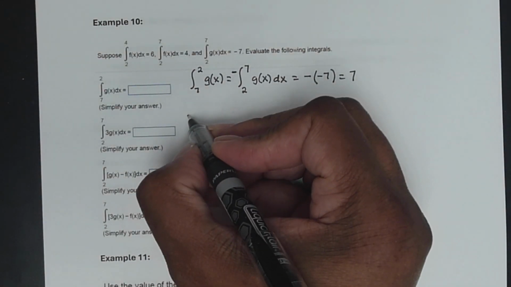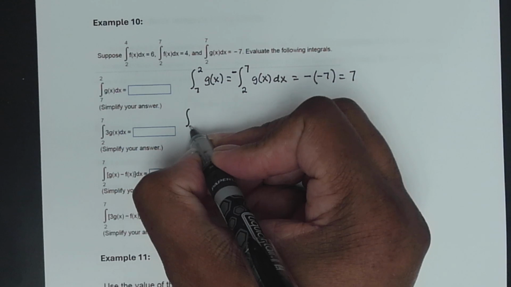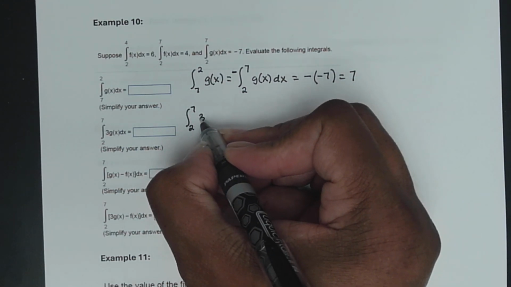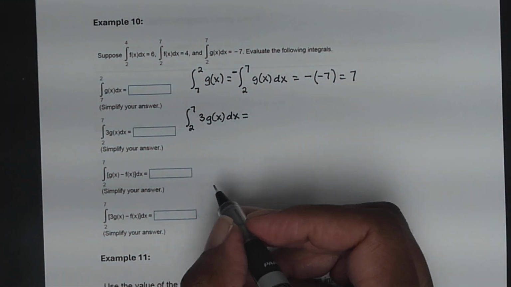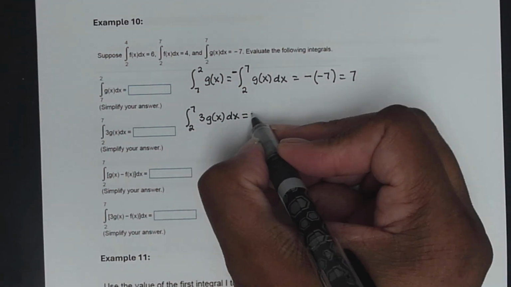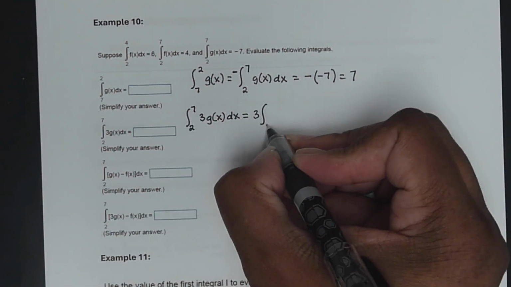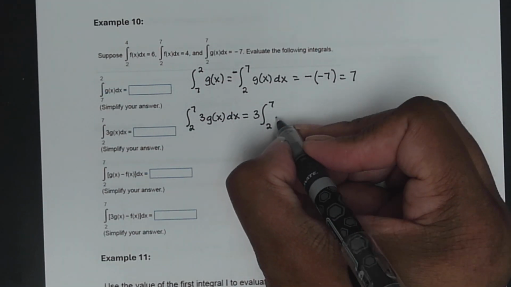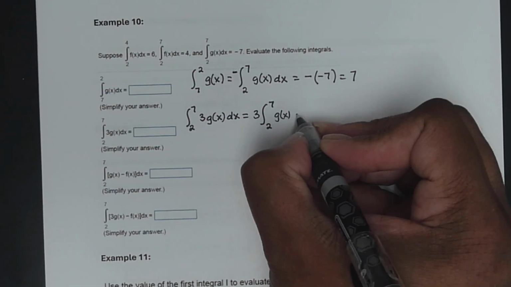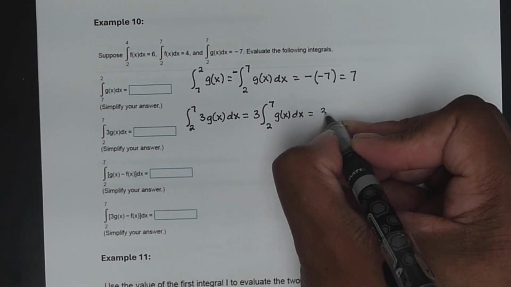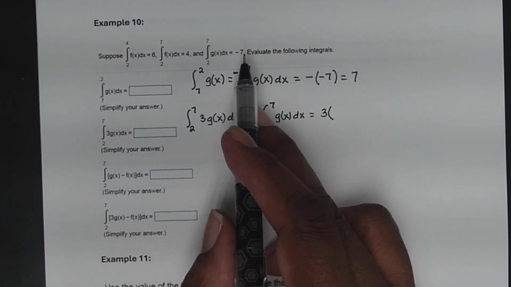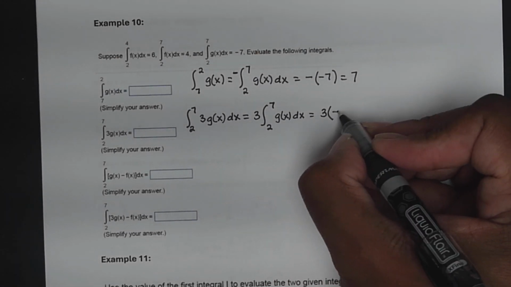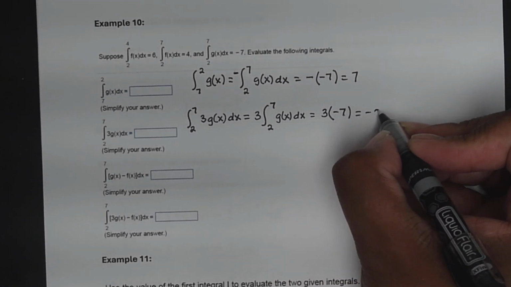All right, the next one is the integral from 2 to 7 of 3 times g of x dx. Well, using the constant multiple rule, I can pull the 3 out in front, so it'll be 3 times the integral from 2 to 7 of g of x dx. So 3 times the integral from 2 to 7 of g of x dx, that's your negative 7. So 3 times negative 7 is negative 21.